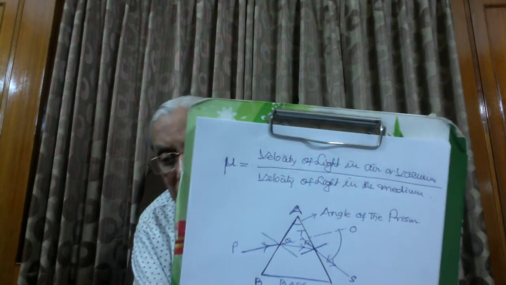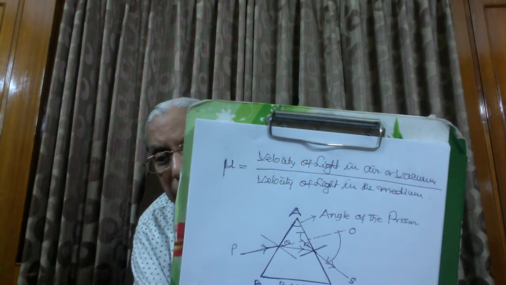Or once again, if you want to define refractive index of diamond is 2.5, it means velocity of light in air or vacuum is 2.5 times more than its velocity in diamond. I hope you understood. Now I am showing this: mu, which means refractive index, is equal to velocity of light in air or vacuum divided by velocity of light in the medium.